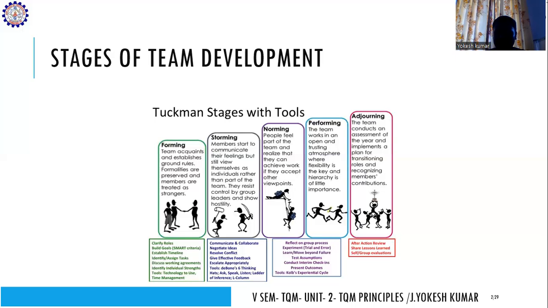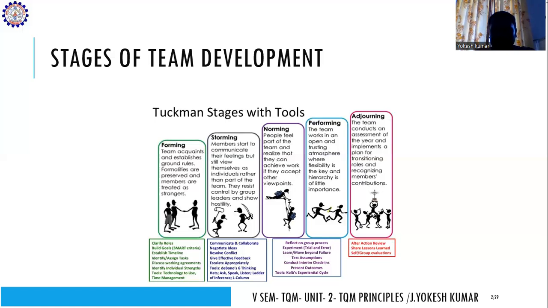And the fourth stage is the performing stage. The actual performance will happen. The team works openly in the atmosphere without much inflexibility and without hierarchy levels. In this case also, the same thing happens, that is, reflection on the group process. They conduct the experiment and assess the experiment. From the experiment, they set the assumptions and the solutions required for the entire process.